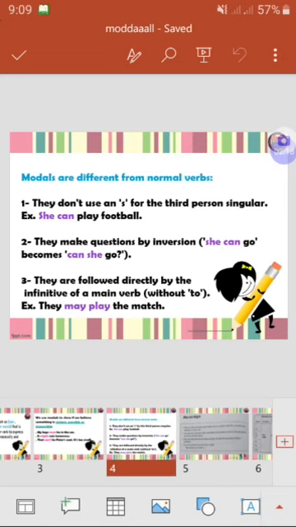Number 3, they are followed directly by the infinitive of a main verb without to. What is the infinitive? The infinitive is the base form of the verb. It's the verb without adding s, ing, or ed, or anything to it. So again, after the modal verb, we use the base form of the verb or the infinitive form of the verb. But we are not going to add to. We cannot add to after the modal verb. I cannot say they may to play. I will say they may play. Don't add to after the modal verbs.